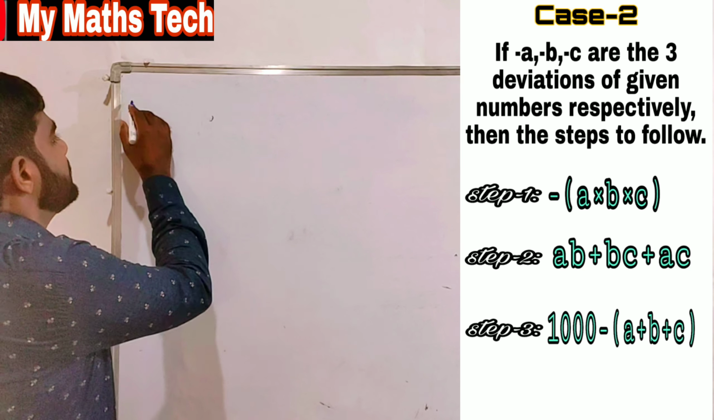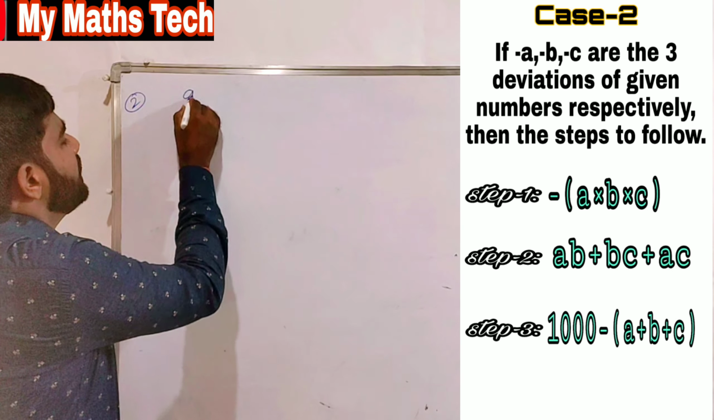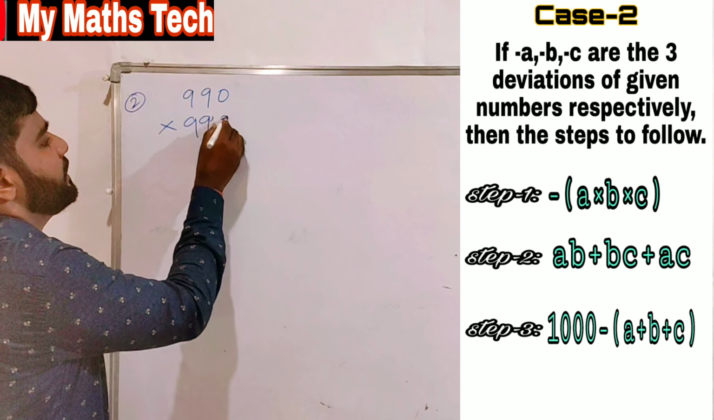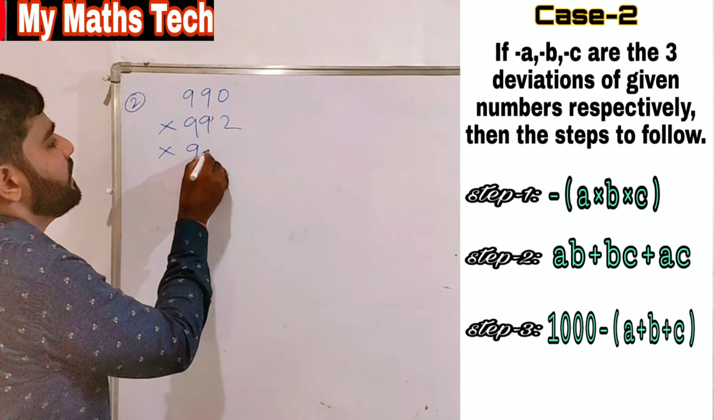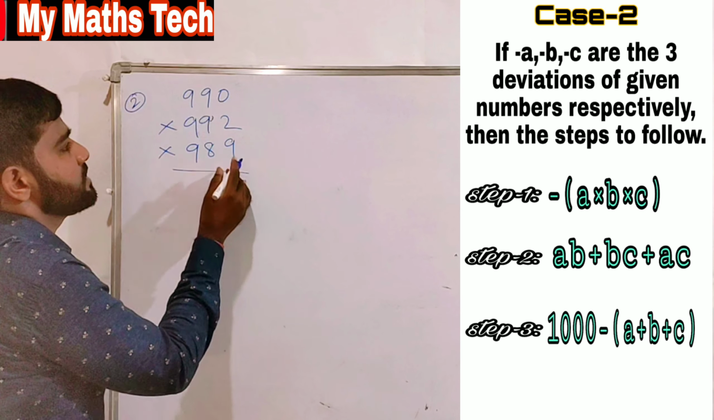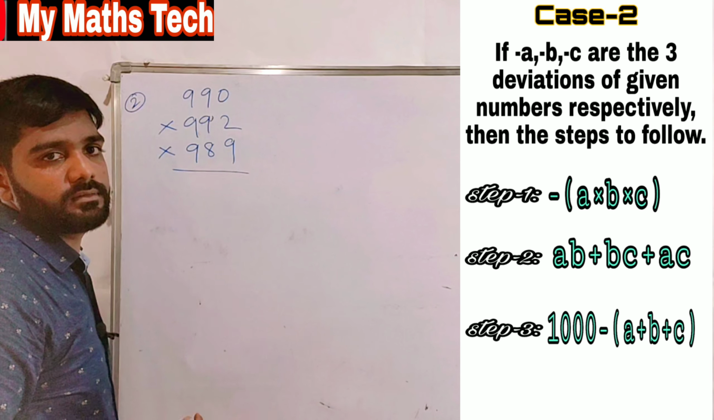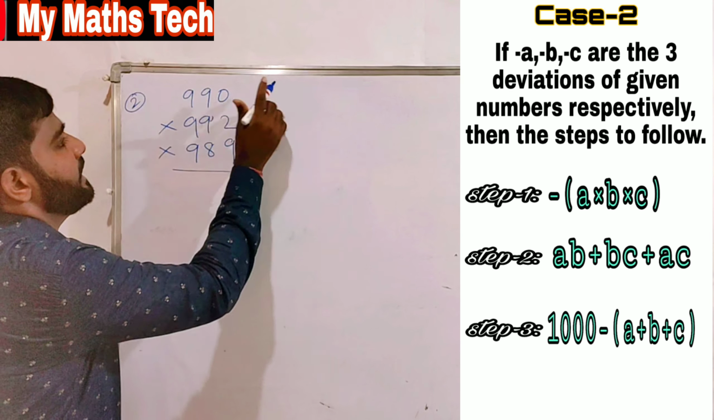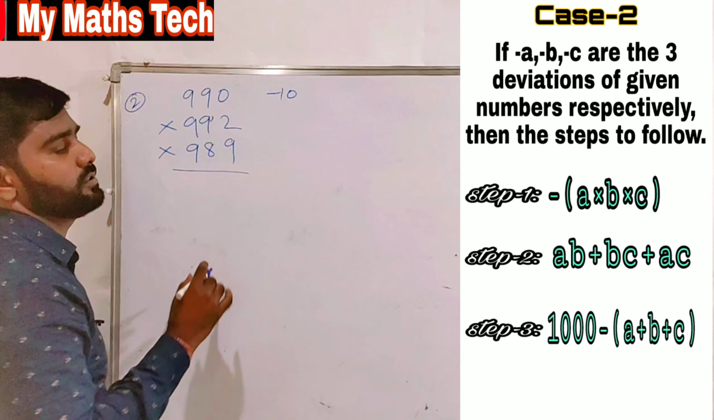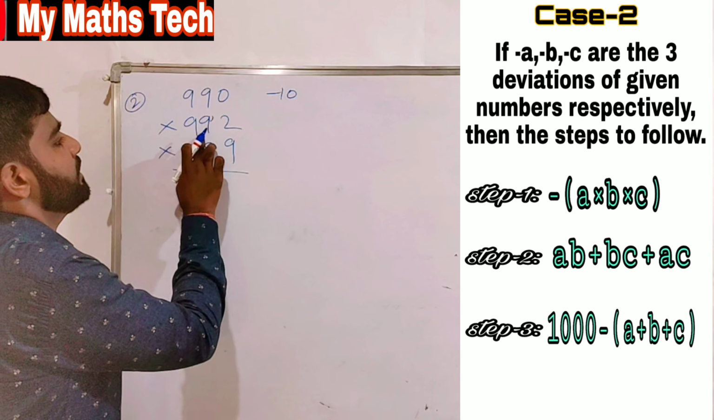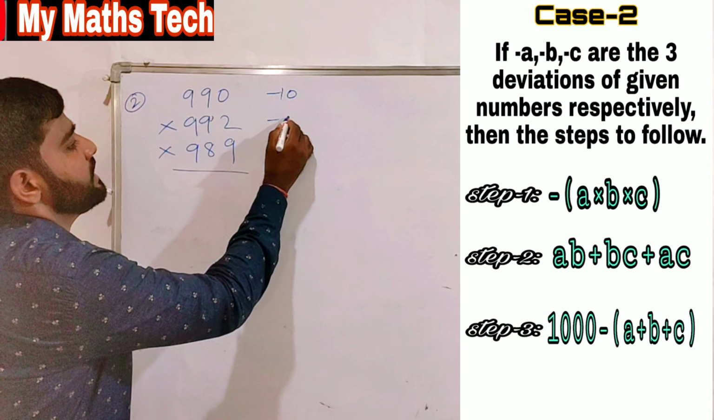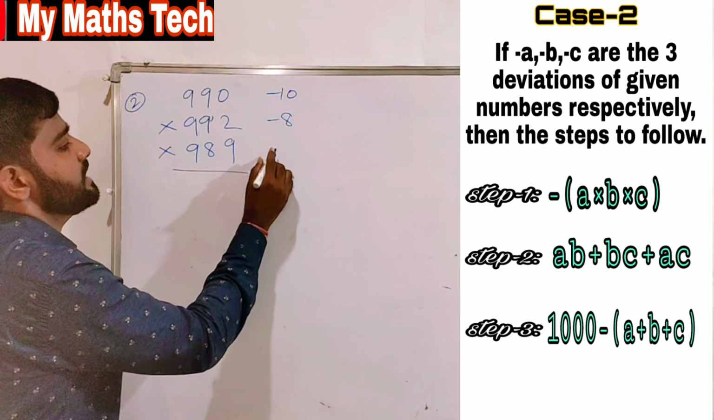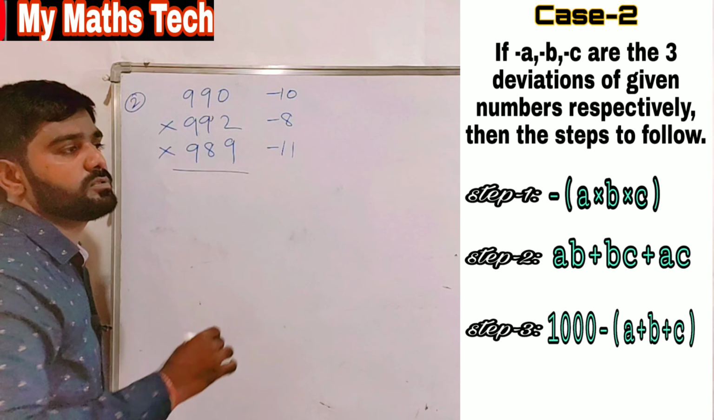Okay friends, second example: 990 into 992 into 989. So these three numbers are below 1000 and nearest to 1000. So the deviations: 990 is 10 less than 1000, so the deviation is minus 10. The second number 992 is 8 less than 1000. And the third number 989 is 11 less than 1000.